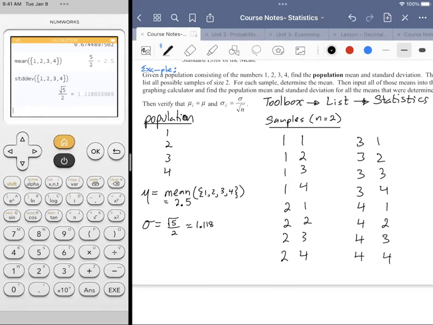All right. So this is the list of all samples, all possible samples of size 2. For each sample, determine the mean. Right. So I'm looking for the average of each pair of values. So the average of the first 2, 1 and 1, plus 1 divided by 2 is equal to 1. Average of 1 and 2 would be 1.5.